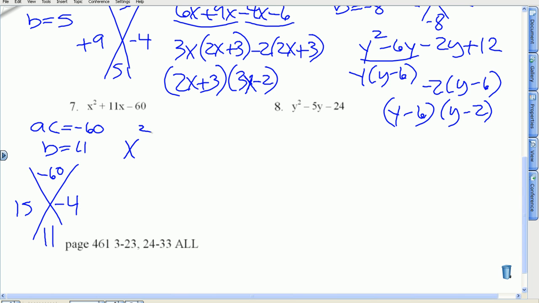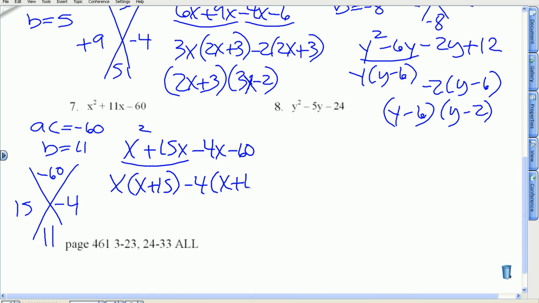x squared plus 15x minus 4x minus 60. Take x out. Take negative 4 out. The final answer is x plus 15 times x minus 4.